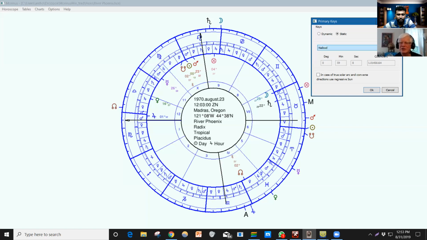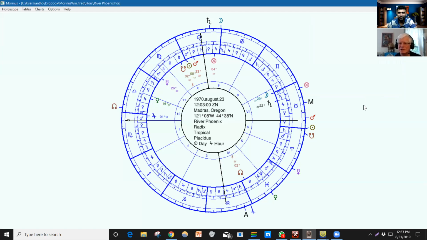The other thing I've done, I think this is unique to me, is they let you do a user rate. So for my user rate, I put the midpoint of Naibod and Ptolemy, which is 59 minutes, 34 seconds. And so that gives me a date that's right in the middle of what Ptolemy would say and what Naibod would say. Okay. But I think for beginners, it's best to start with the Ptolemy.